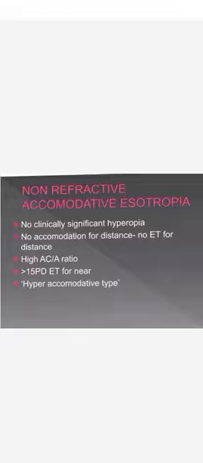Refractive hyperaccommodative esotropia is ET for distance and convergence excess is greater than 50 PD, with ET for near at 33 cm and a high AC/A ratio. And non-refractive accommodative esotropia has no significant hyperopia, no accommodation for distance and no ET for distance. High AC/A ratio is greater than 50 PD, with ET for near. These are hyperaccommodative types.